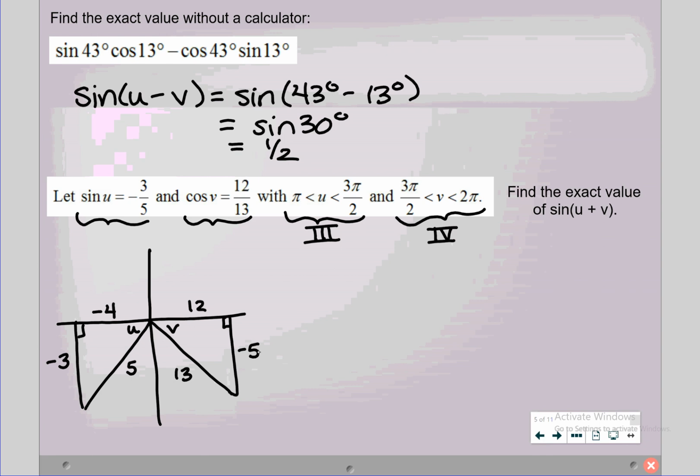Okay, now let's look at the problem. The problem says find the sine of u plus v. We do not know what u is, and we do not know what v is, so we can't just plug numbers into here. You have to use the identity. Sine u plus v is sine u, cosine v, remember sine has the same sign, plus cosine u, sine v. Sine, cosine, plus cosine, sine.